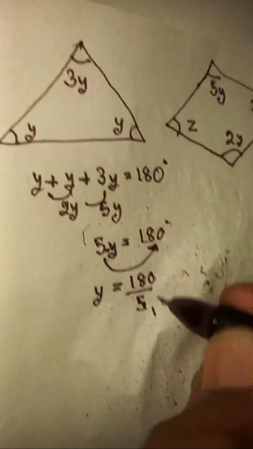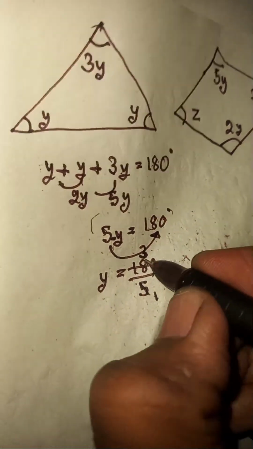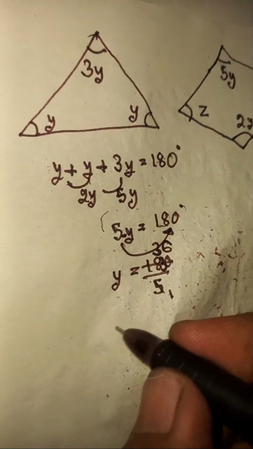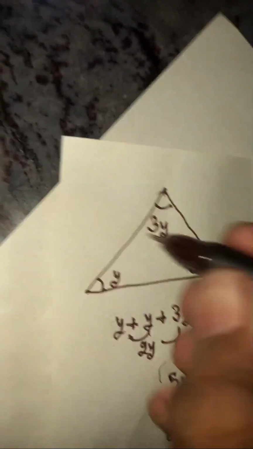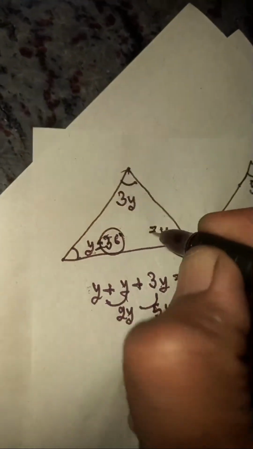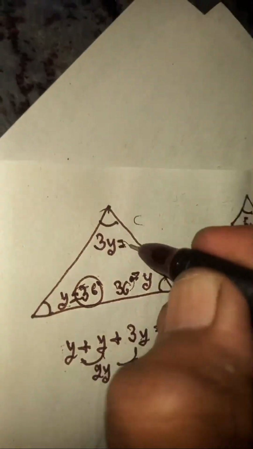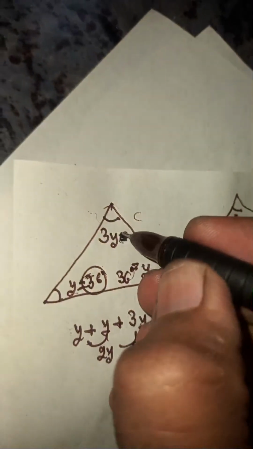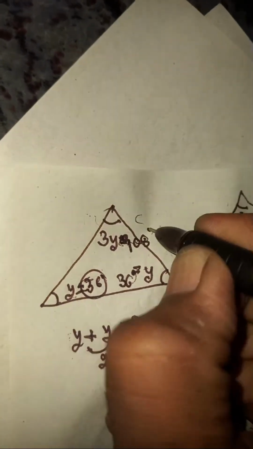Now you can divide. 5 1 times is 5, 5 3 times is 15. 18 minus 15 is 3, that is 30. So 5 6 times is 30. y is going to be equal to 36 degrees. So here it is 36 degrees, and this angle equal to y, that is also 36 degrees, and here this angle equal to 3y. And now let's find out the value of z. 3y means 3 times 36, which is going to become 108 degrees.